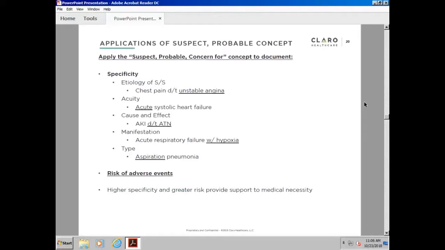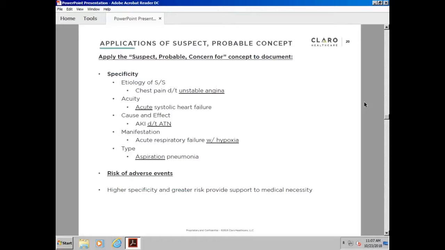The acuity, is it acute systolic heart failure? Likely, I'm going to give some Lasix in the ED. Patient has a past medical history of CHF, but I'm giving this Lasix for a reason, because I'm suspecting this is his heart failure, and that it's an acute heart failure.